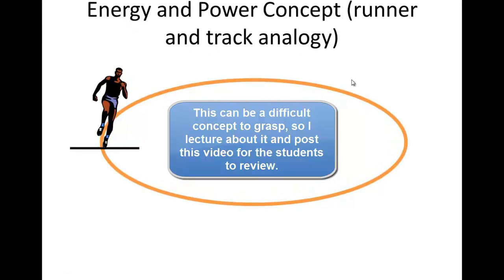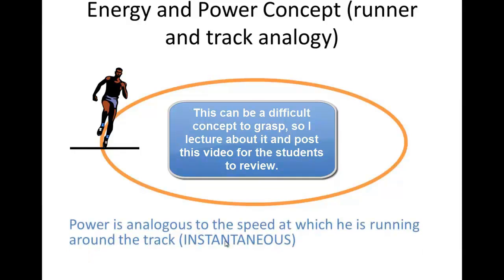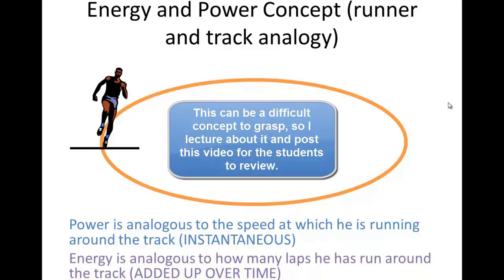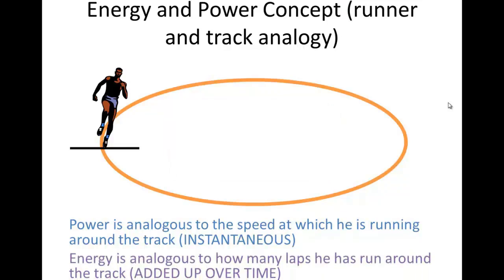So what we can think about is that power is analogous to the speed at which he is running around the track. Power is very instantaneous, because he could start sprinting or walking or jogging at any moment. And energy is analogous to how many laps he has run around the track. So energy is sort of like power added up over time.